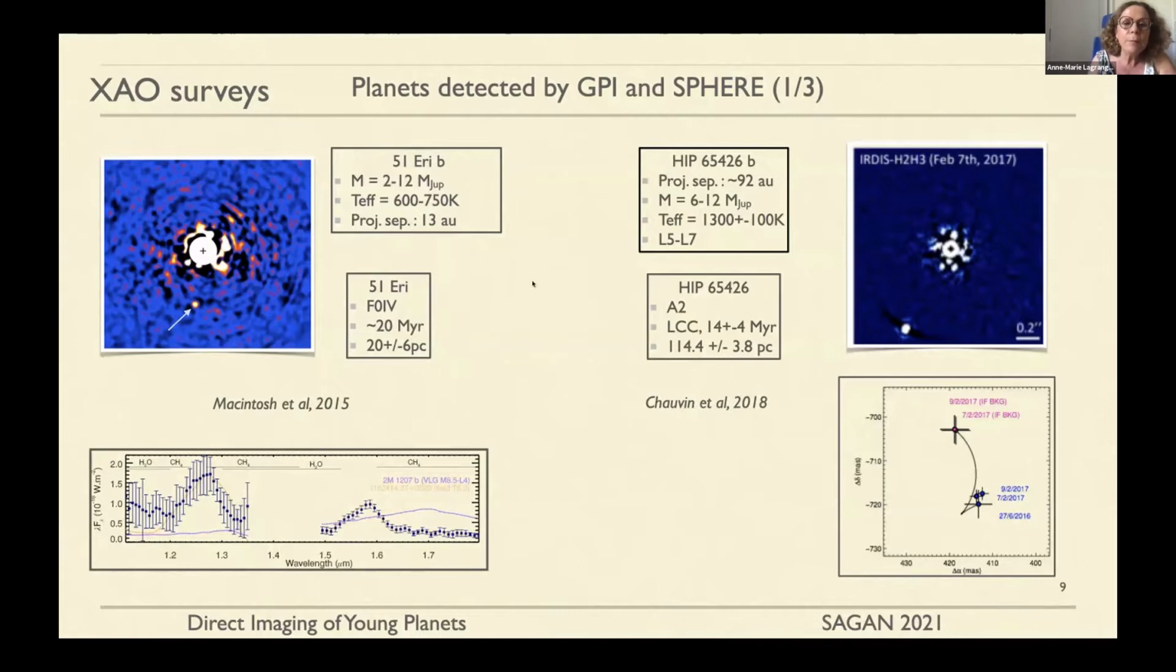GPI detected one planet around 51 Eri, and this planet is very cool because, well, it's cold, 600 or 700 K, and it was detected through its absorption in the methane line, showing that there is methane absorption, and it was like that the planet was detected here.